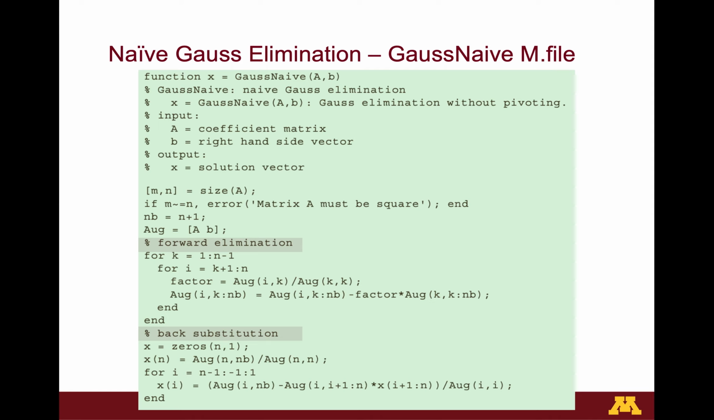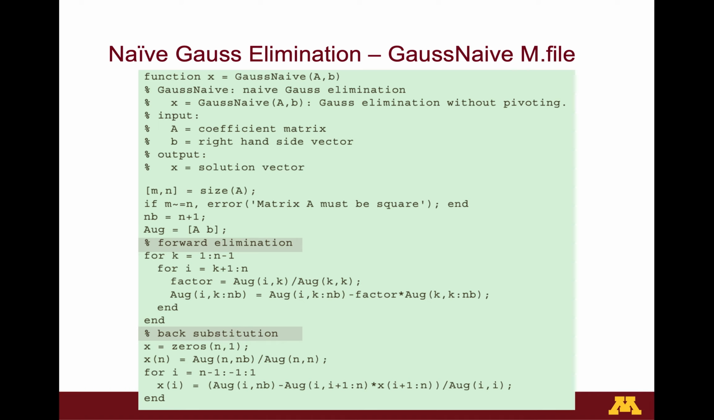At the beginning, check the matrix A, which must be a square matrix, and generate a new matrix AUG by concatenating matrix A and vector B. In the forward elimination step, we use a nested for loop to make the upper triangular matrix.